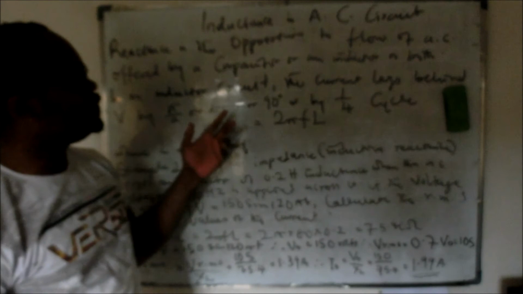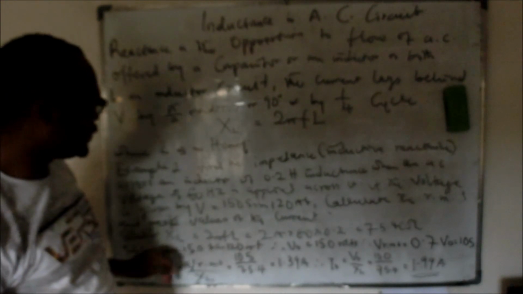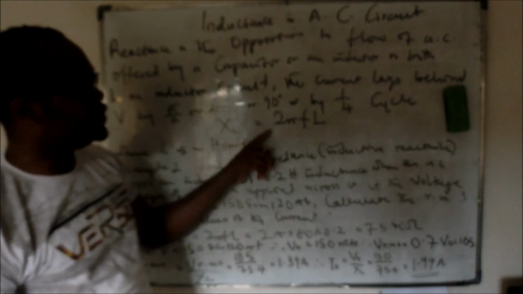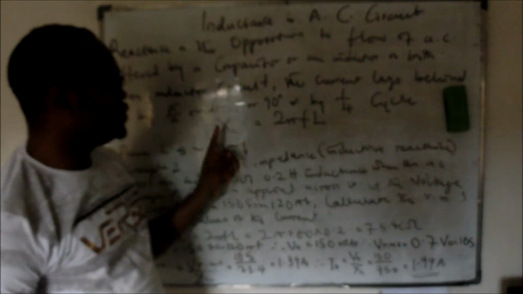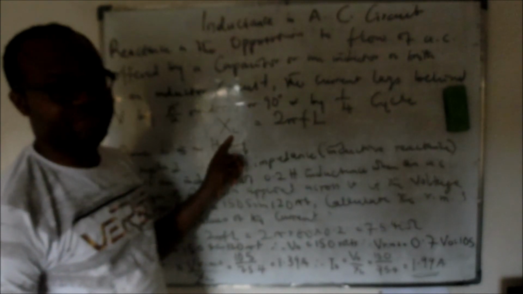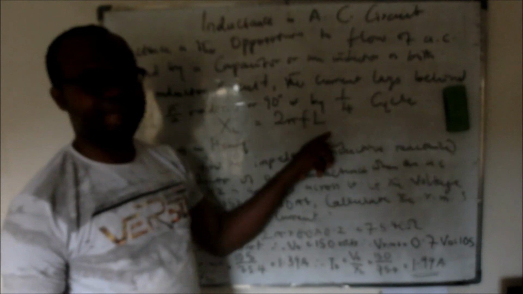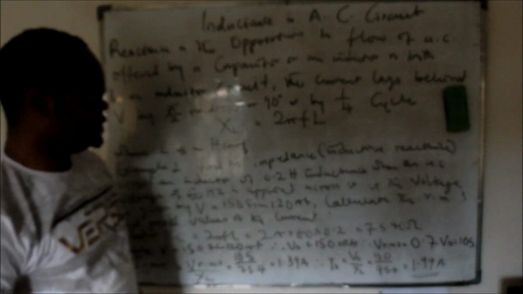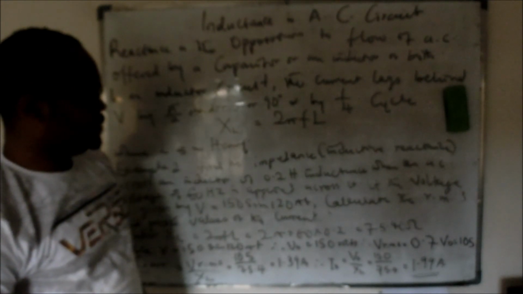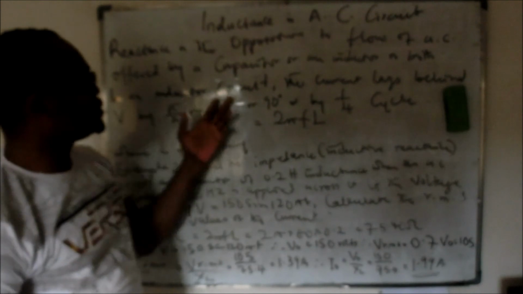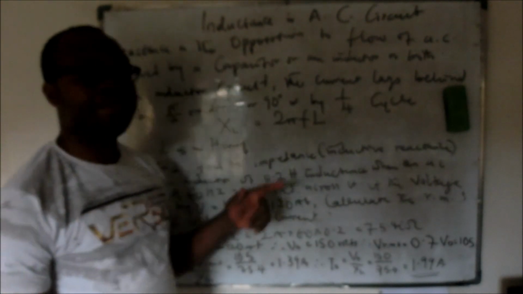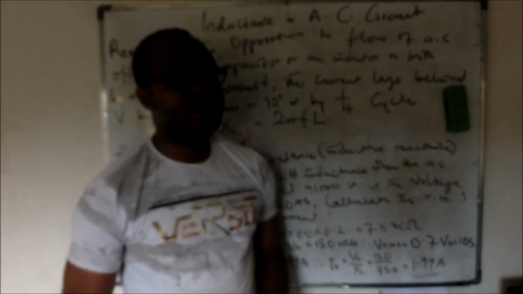Any calculation involving inductance or impedance or capacitance, you have to first of all calculate the XL. An important thing to note here is that the formula is XL equals 2 pi FL. For capacitive reactance, XC, it is going to be 1 over 2 pi FC. In the subsequent class, we're going to be learning about impedance. Also note that in an inductor circuit, the current lags behind by 90 degrees, or pi over 2 radians. So that's where we're going to be stopping.